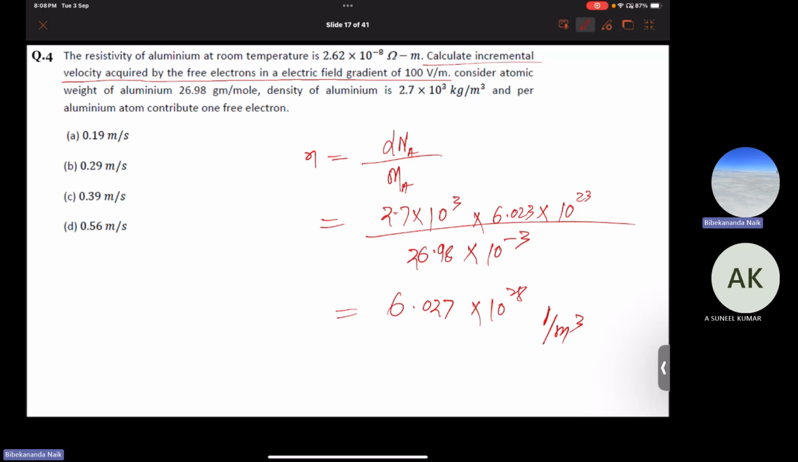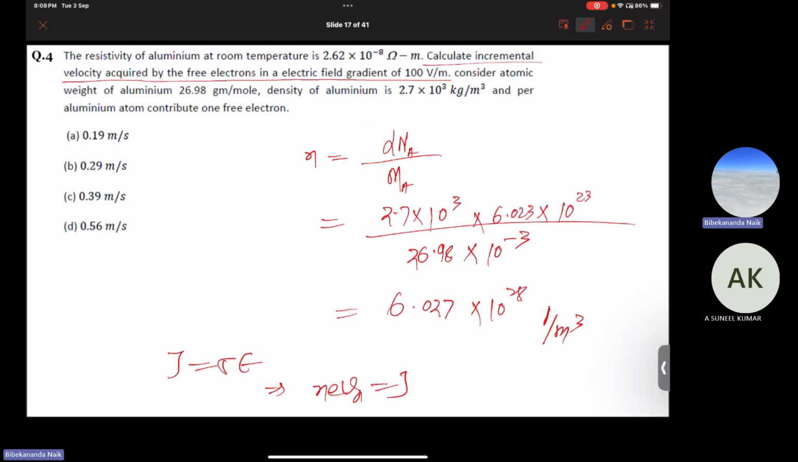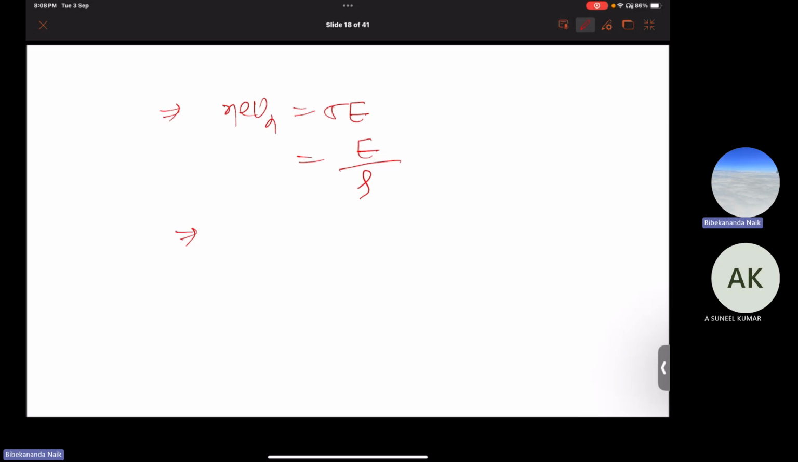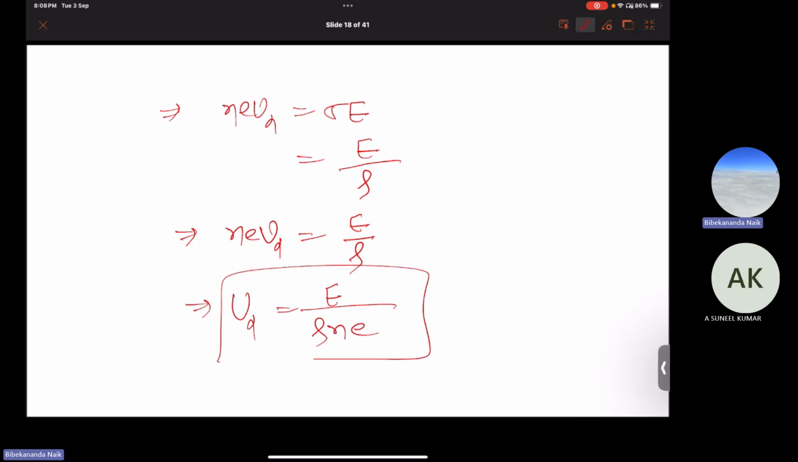Then we know J equals sigma E, and nevD equals J. So nevD equals sigma E, or E by rho, because here the resistivity is given, so we need to convert conductivity into resistivity. So nevD is equal to E by rho, so vD is E by rho ne.